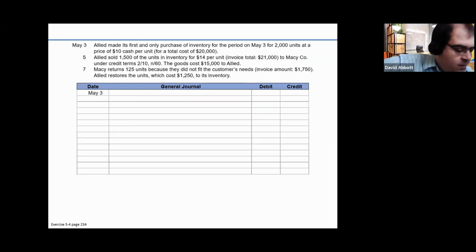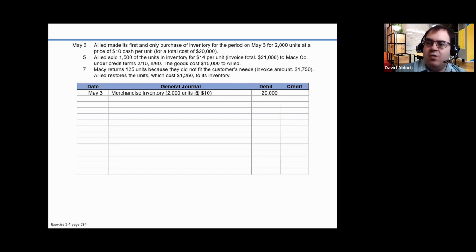So on May the 3rd, Allied made its first and only purchase of inventory for the period, 2,000 units at a price of $10 cash per unit. So the total purchase we're discussing is $20,000. So you could say we had merchandise inventory, 2,000 units at $10. So we have a debit of merchandise inventory for $20,000 because we're now increasing our merchandise inventory, which is an asset. And then we will credit cash for $20,000 because we've paid cash for that. So in order to decrease the asset, which is cash, we have to credit.